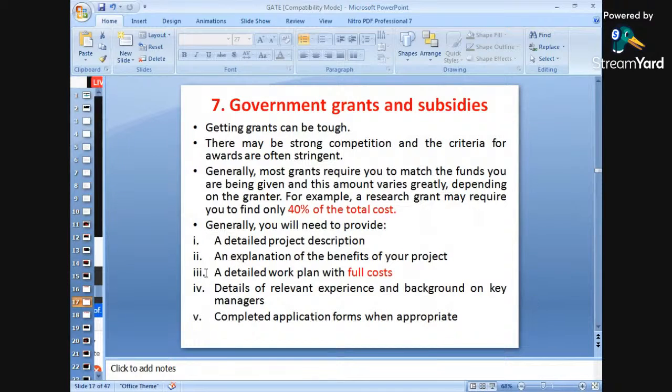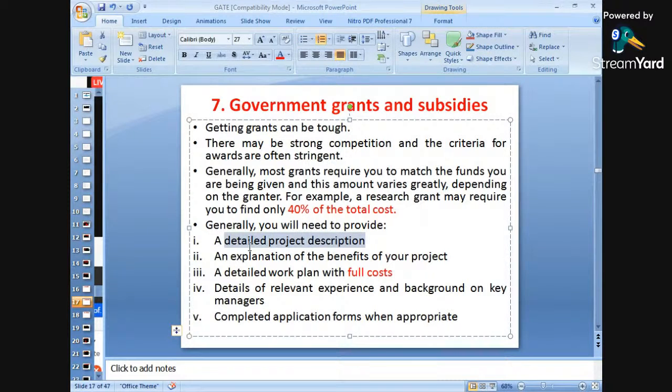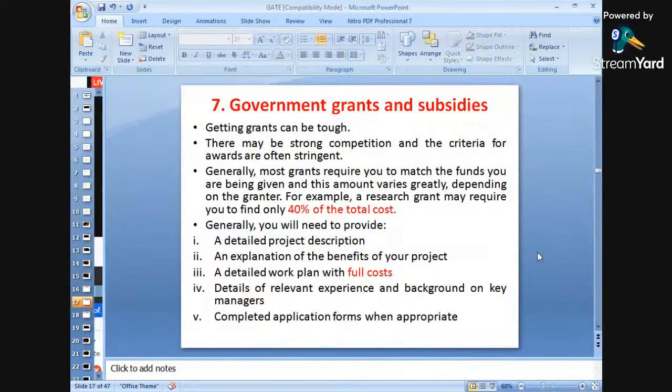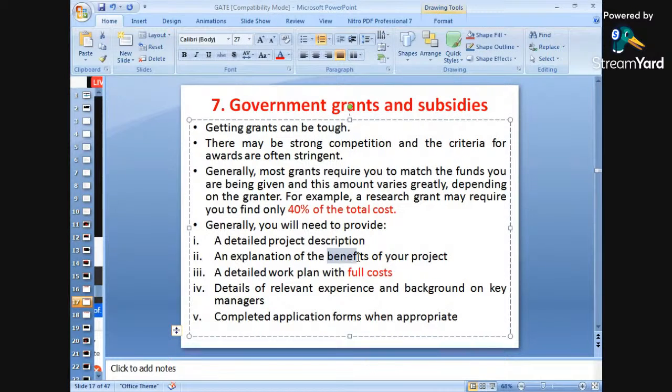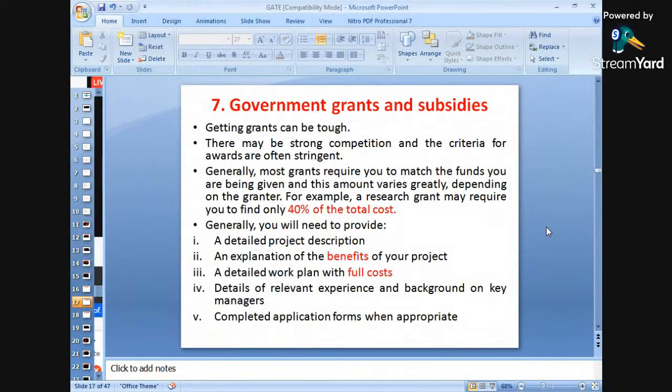Generally, you will need to provide a detailed project description. What are the different things covered in the construction of the project? So a detailed project report will be there, along with an explanation of the benefits of your project. Whether it directly benefits society, or whether it benefits any particular beneficiary. Also, a detailed work plan with full costs, planning from the first stage up to the last stage of various activities.